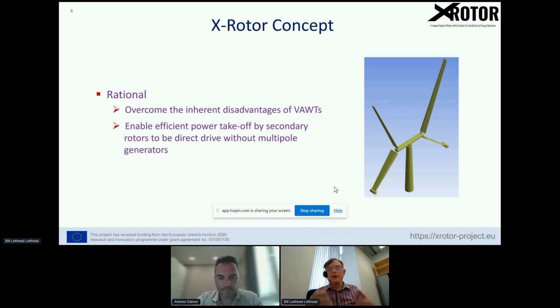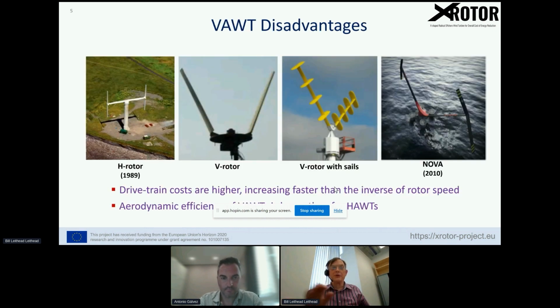So the underlying rationale is, as already mentioned, just a general look at bringing down the cost of energy. But you can look at it from the perspective of overcoming the inherent disadvantages of vertical axis wind turbines, or as enabling efficient power takeoff by the secondary rotors. I will follow the first of those rationales.